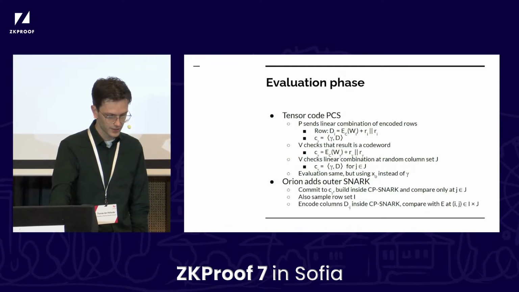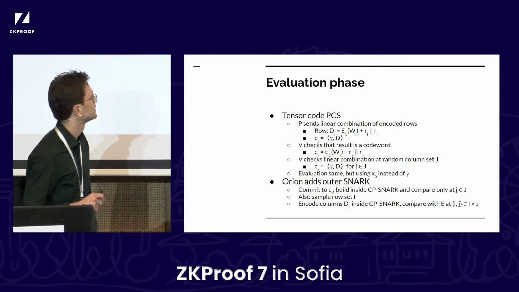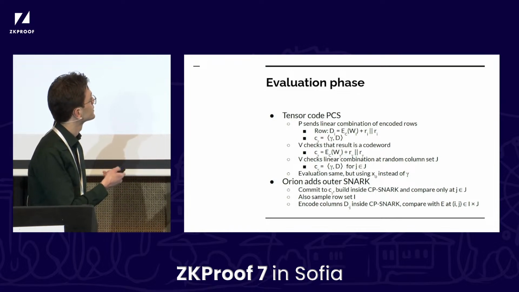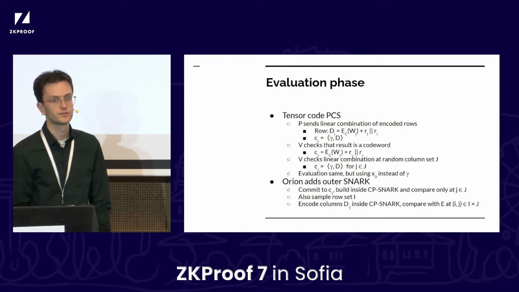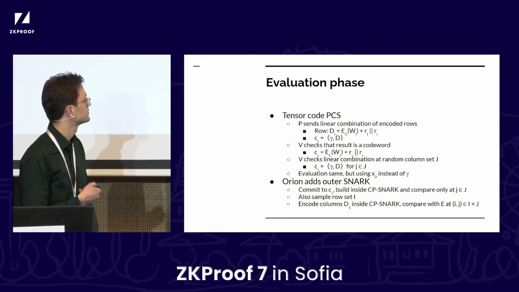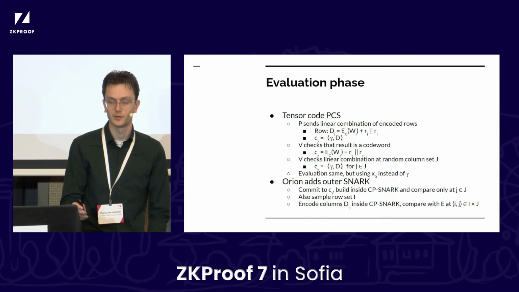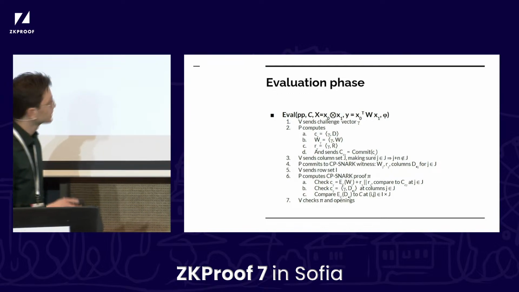And secondly, the verifier also samples a random row set, and then this linear combination at these random columns, the verifier only checks at these rows, compared with at the commitments that we have to the polynomial commitment scheme. So this is the entire procedure that we have.